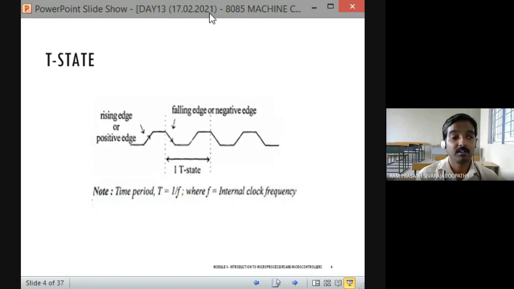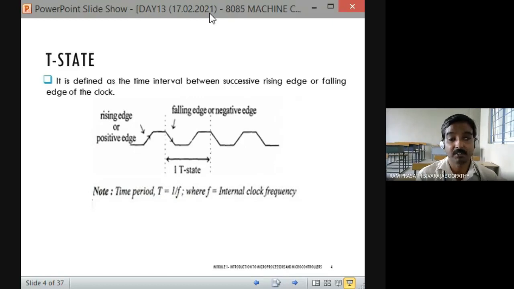We have to know what is a T state. The T state refers to the time interval between successive rising or falling edges of the clock. Rising edge means the signal is transitioning from low to high; that we call a rising edge. Falling edge means the signal is transitioning from high to low; that we call a falling edge or negative edge. The time interval between consecutive rising edges or falling edges, that we call a T state.